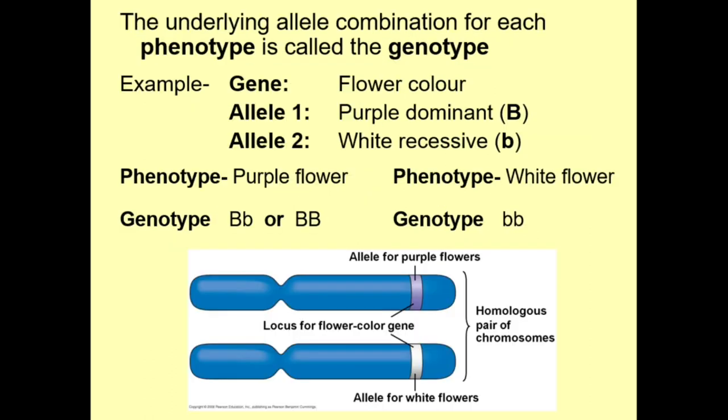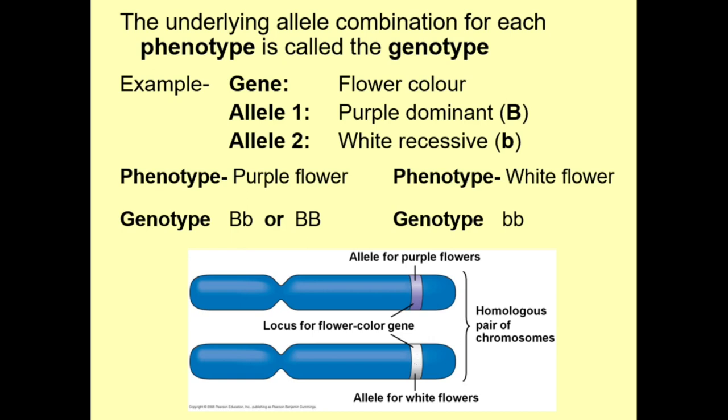So if I quickly go back to the previous slide, we can see the heterozygous genotype here, big B, little b, the homozygous dominant here, big B, big B, and then if we've got the phenotype white flowers, that would have to be homozygous recessive, little b, little b. So what would this diagram show? We've got one purple and one white allele. What would that be? You're absolutely right. We're looking at the heterozygous genotype, one purple and one white flowered allele.